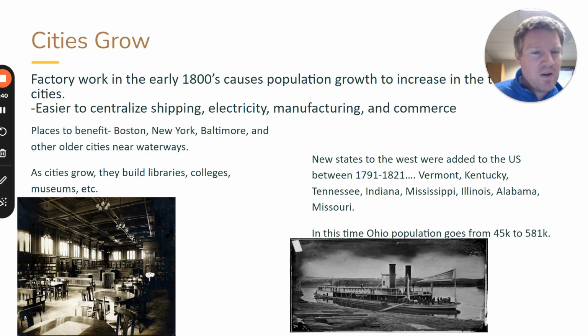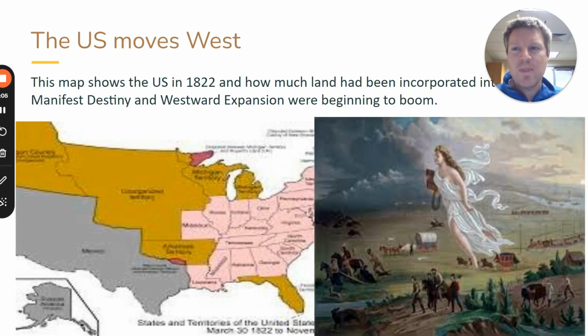For example, in Ohio, from the years 1800 to 1821, the population goes from 45,000 to 581,000. So in a 20-year period, it's over a 10x increase in the people that live there. And most of these people are coming from either immigration or the East Coast to get some of this luscious farmland that's out west. Here's a map that illustrates the concept I was just explaining.